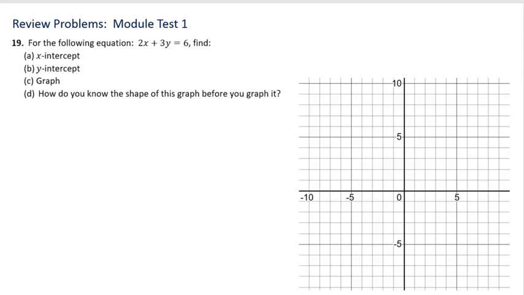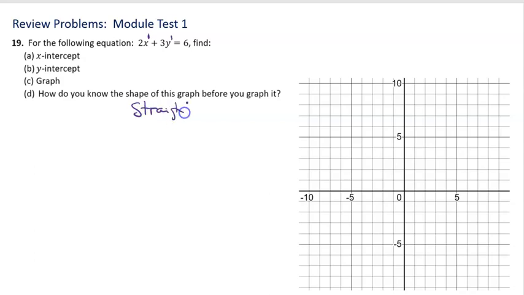Now for number 19, we're supposed to take the equation 2x plus 3y equals 6 and find the x-intercept, the y-intercept, and graph it. And it says, how do you know the shape of this graph before you graph it? That is one thing I wanted to address right off the bat. Notice this problem is an x to the first power and a y to the first power. That immediately tells us we have a straight line.